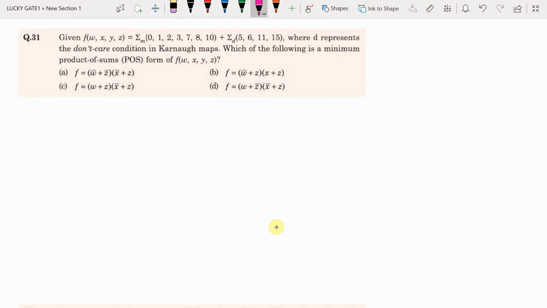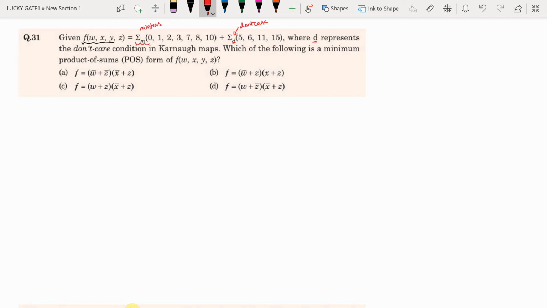This is a GATE 2017 question asked for 2 marks from the subject Digital Logic Design. Here a function is given and that function is represented with sigma of 0, 1, 2, 3, 7, 8, 10. These are called minterms, or we also call them product terms. And sigma D is called the don't care conditions. The don't care minterms given are 5, 6, 11, 15. It is clearly given where D represents don't care conditions in Karnaugh maps.